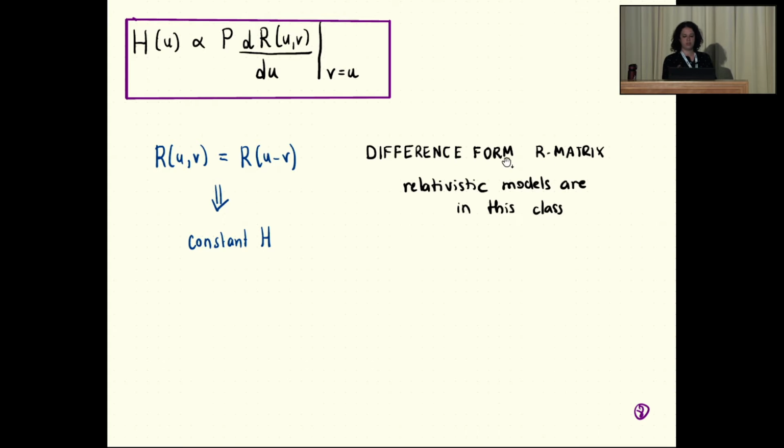All the relativistic models are in this class, and if you have this type of R matrix, your Hamiltonian is constant. This is because of how this is defined. So your Hamiltonian will not depend on the spectral parameter.